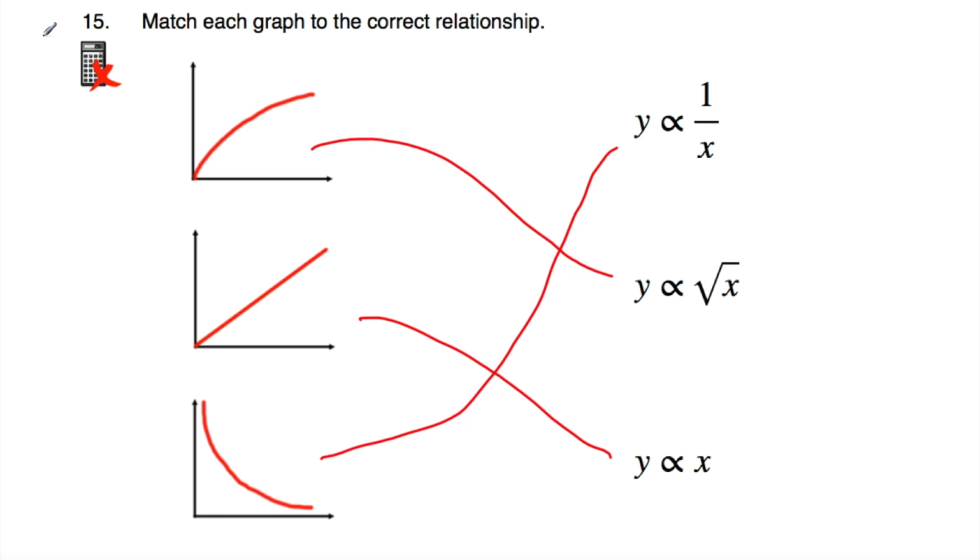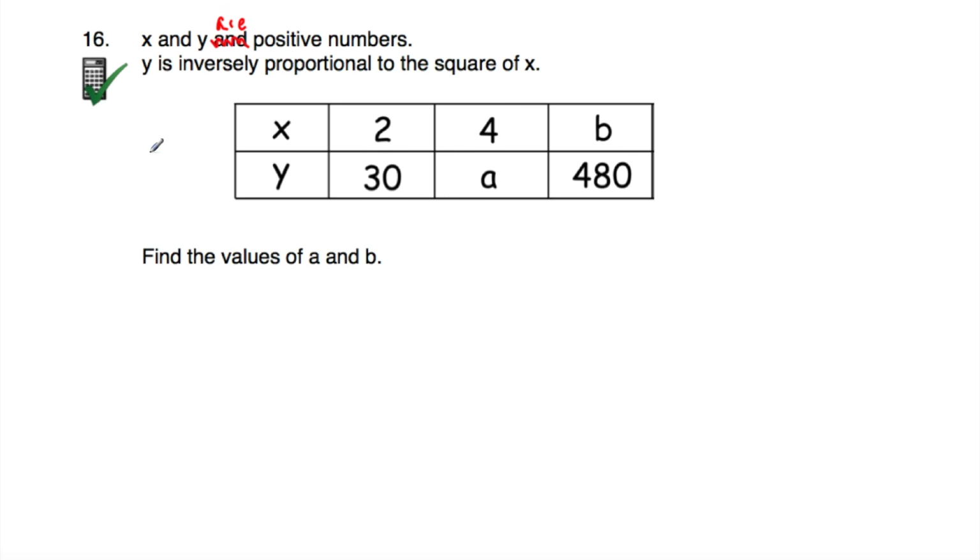Okay, let's have a look at our next question, question number 16. So question number 16 says that x and y are positive numbers and y is inversely proportional to the square of x. So we've got y is proportional to 1 over x squared, or inversely proportional to x squared.